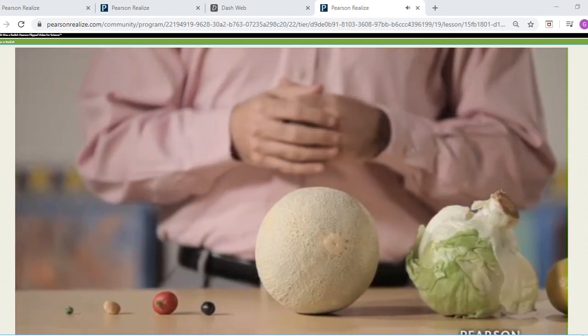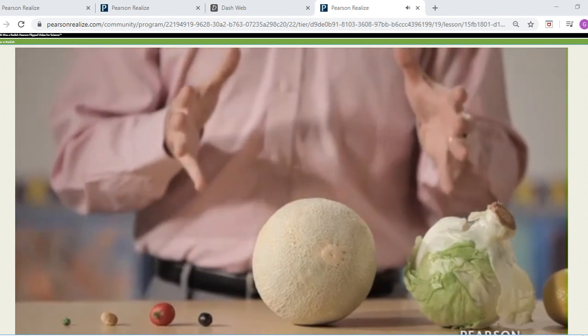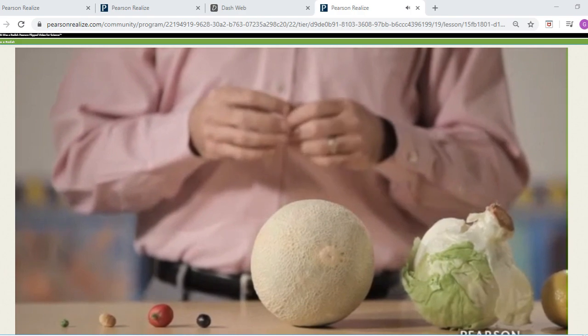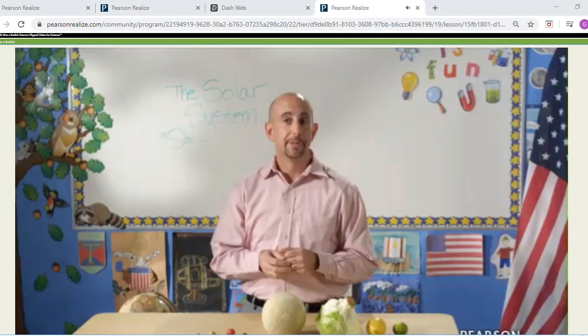So our model of food representing planets can show us the relative sizes of the planets and which one is closest to the sun and which one is farthest away.